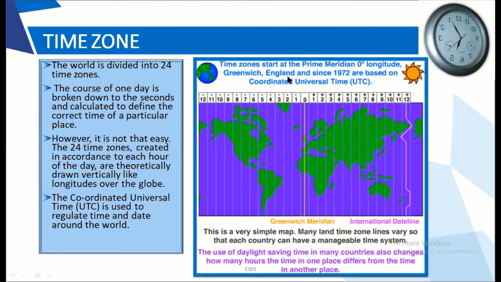It passes through England. In 1972, this Greenwich Meridian was accepted to be the UTC. The international dateline passes at 180-degree longitude. There are a total of 360 longitudes.